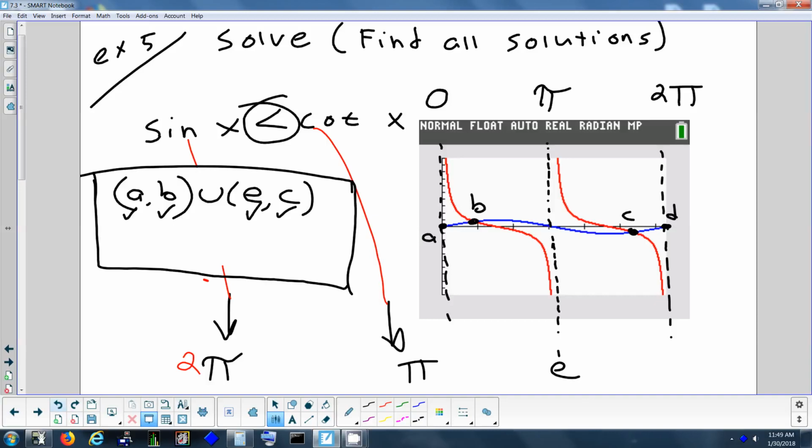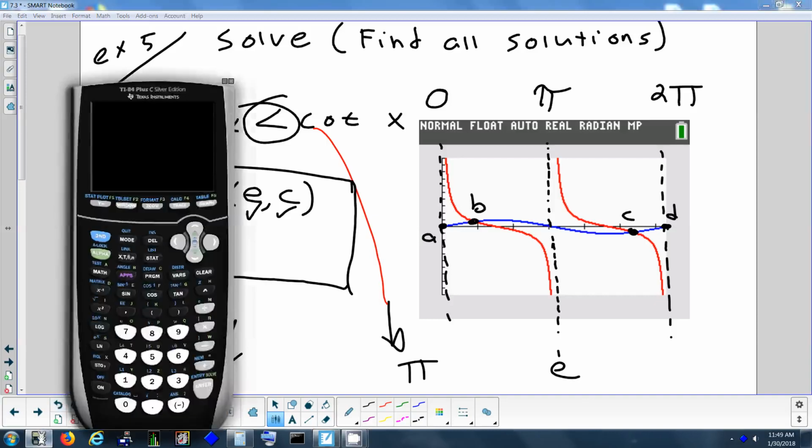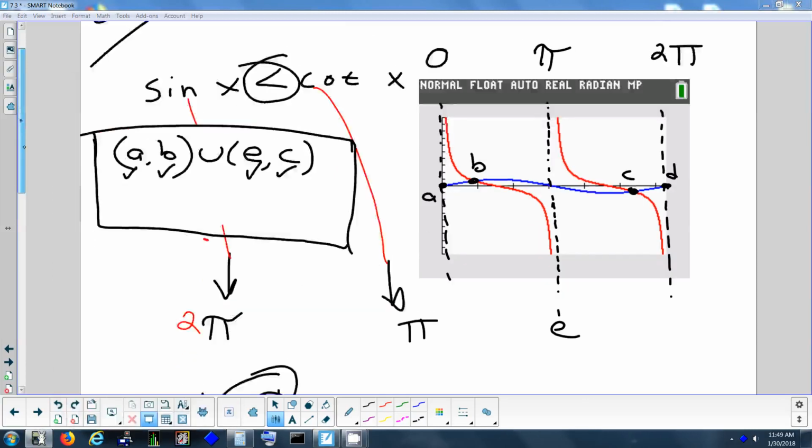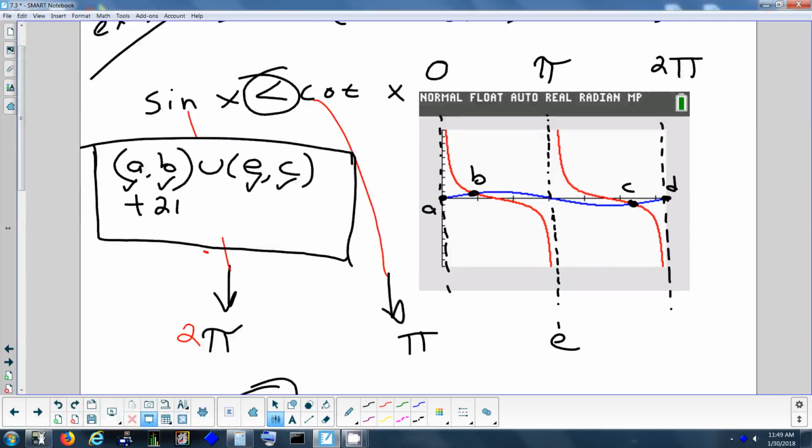Any question on that one? Yeah? Where does the period come in? The period comes in when you set your window. Just the window? Yep, and, oh, I'm sorry, and when you put plus 2 pi k, is that what you meant? Yes. When you write it out. Yep, thank you for reminding me of that.